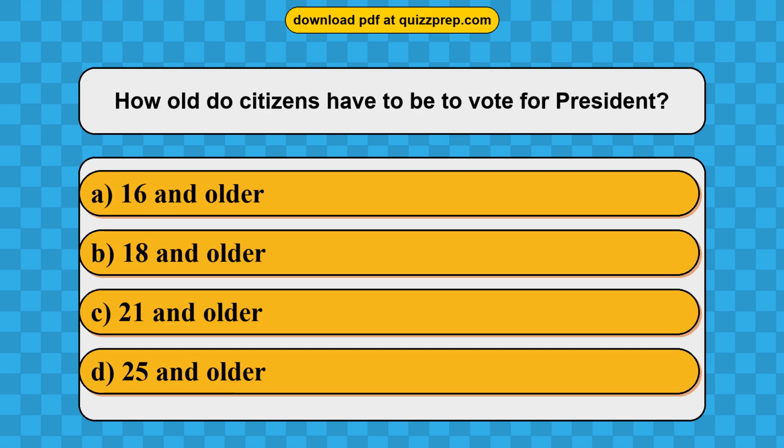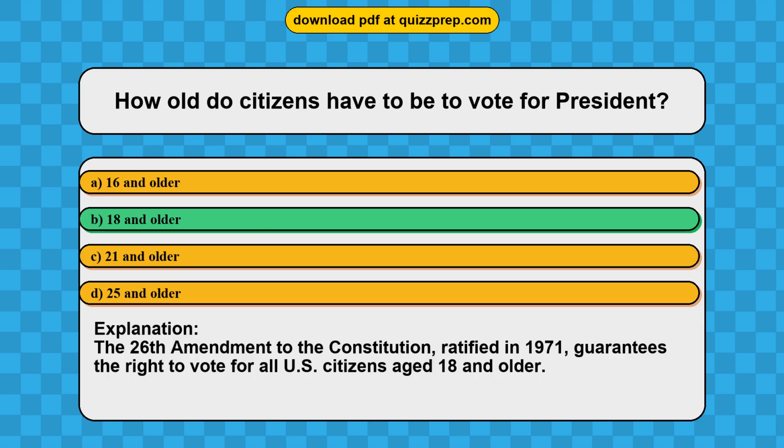Question 68. How old do citizens have to be to vote for president? Option A, 16 and older. Option B, 18 and older. Option C, 21 and older. Option D, 25 and older. The correct answer is option B, 18 and older. The 26th Amendment to the Constitution, ratified in 1971, guarantees the right to vote for all U.S. citizens aged 18 and older.